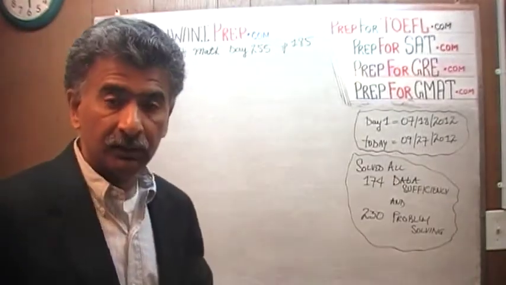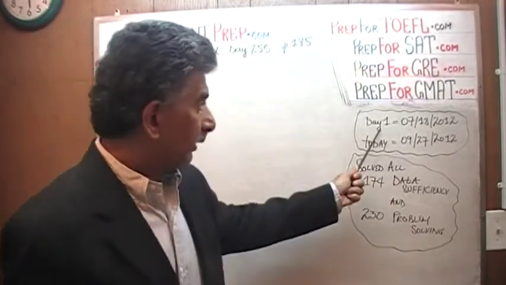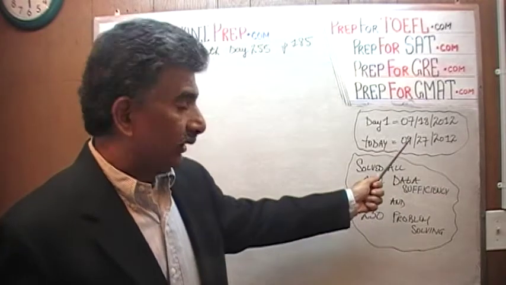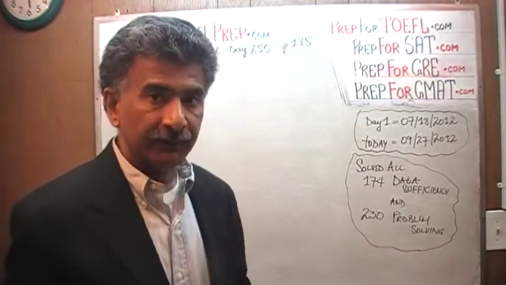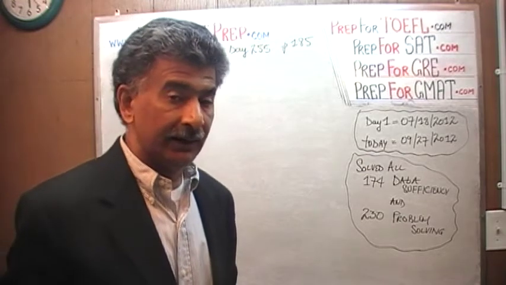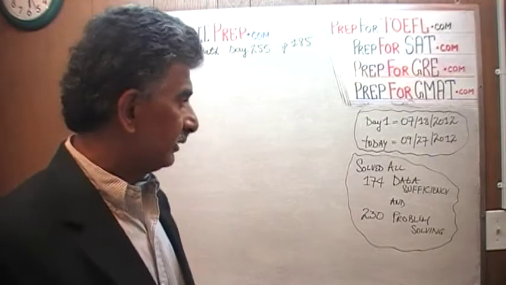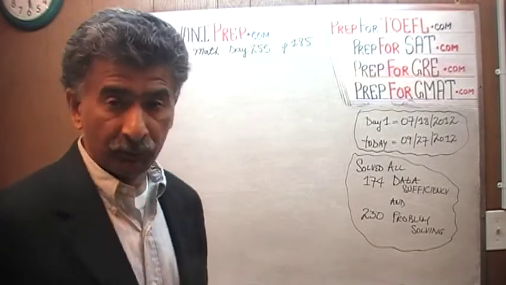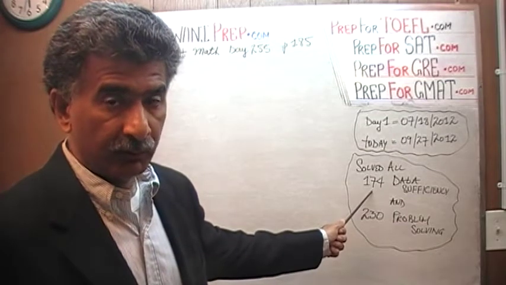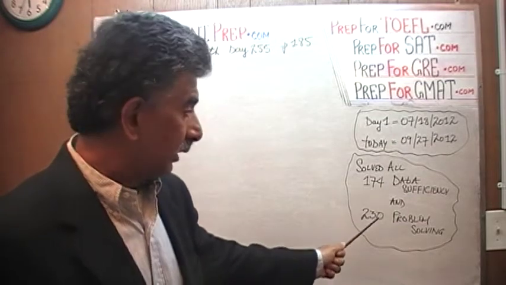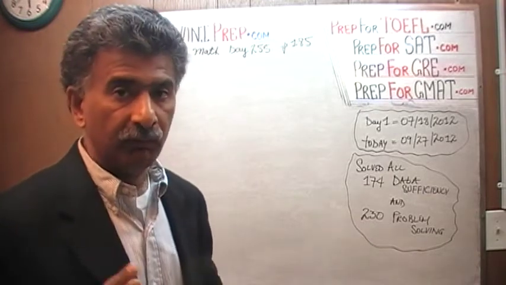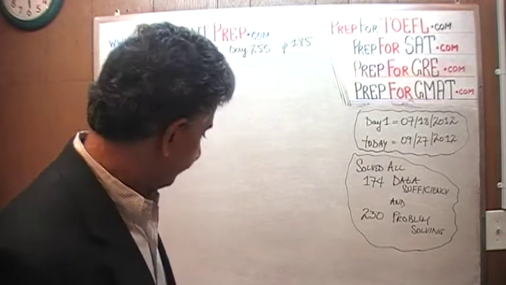When I began this project on day number 1, which was July 18th of this year, and today, as I speak, is September 27th, I thought I was going to be done in 1 month, and it ended up taking me more than 2 months. But it was okay, it was well worth it. We have solved all 174 data sufficiency problems that you find in the book, and we have solved all 230 problem solving questions. You will find all of them at my channel.